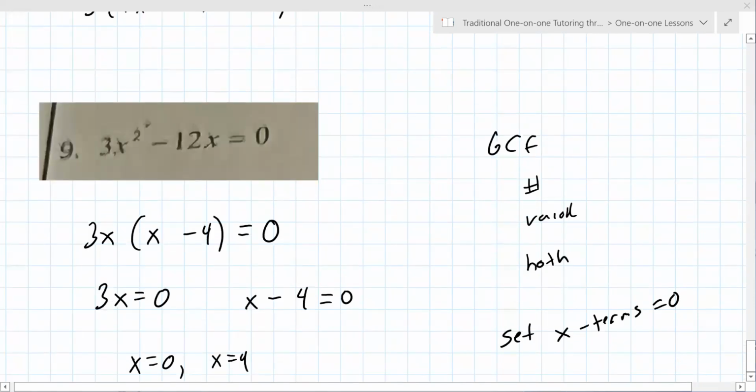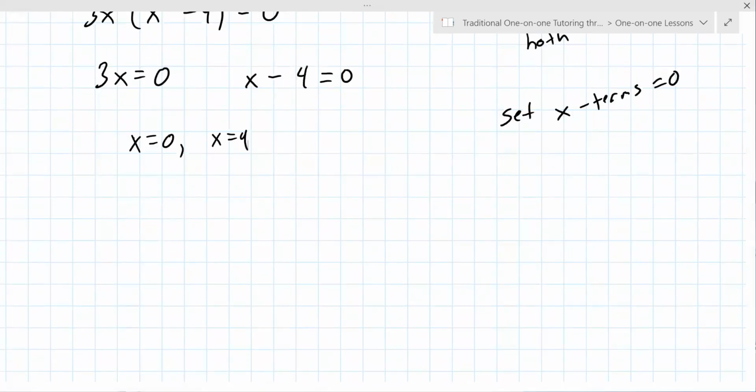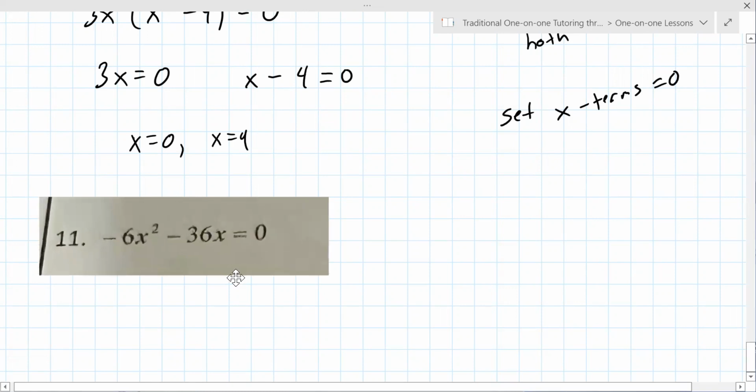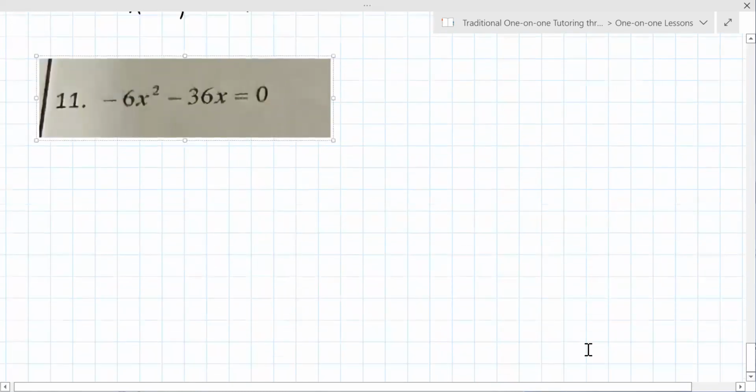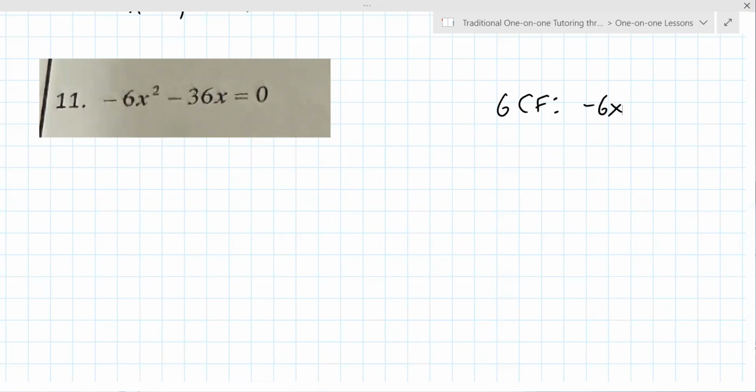All right. Very good. So can you try number 11 on your own? It's very much like number 9. Okay. And just let me know your final answer whenever you've got that. -6x. Tell me your GCF first. -6x. Very good. Go ahead and work that out, please.